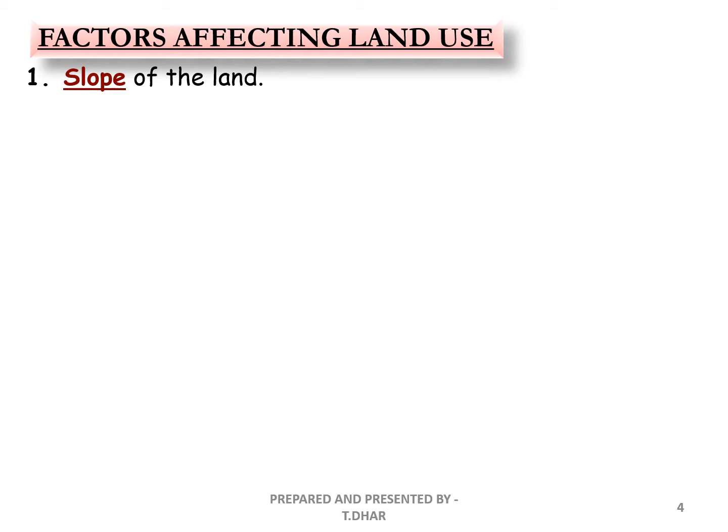In plain areas, the type of agriculture that is being followed is different from the type of agriculture that is being practiced in hilly areas. In hilly areas, mainly because of the slope, jhum cultivation or shifting cultivation is used, whereas in plain areas, shifting cultivation cannot be used because the land is flat. It has got a flat surface. So slope of land is a deciding factor for land use.